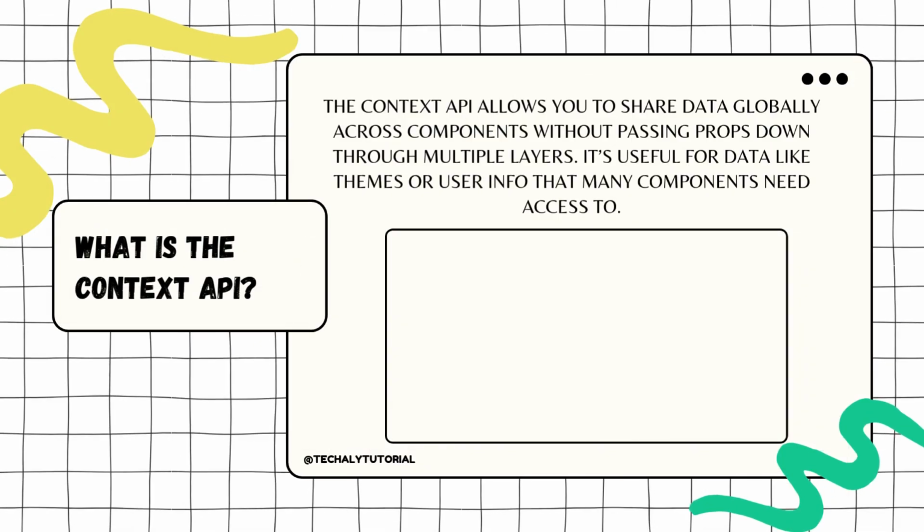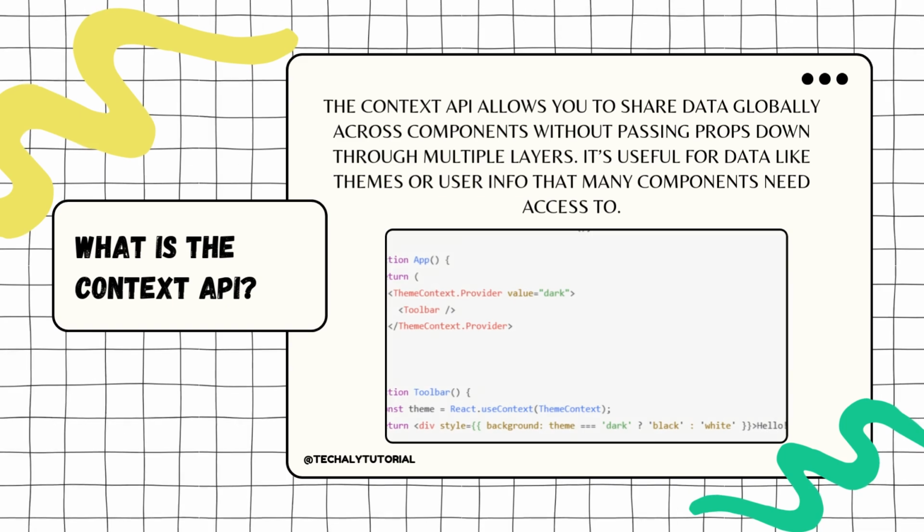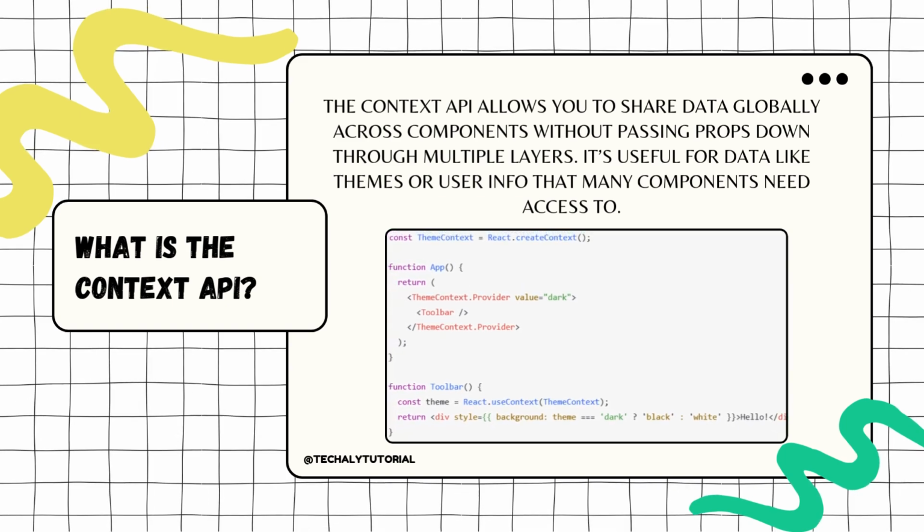What is the context API? The context API allows components to share data without passing props through each layer. It's useful when we have data, like themes or user information, that needs to be available to many components. If you want to create a dark mode toggle, the context API allows the theme, light or dark, to be accessible to any component in the app without manually passing it down.